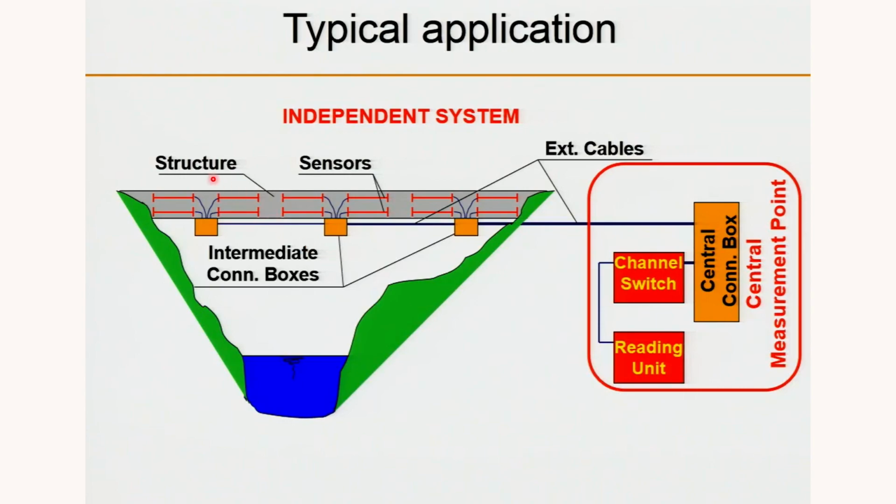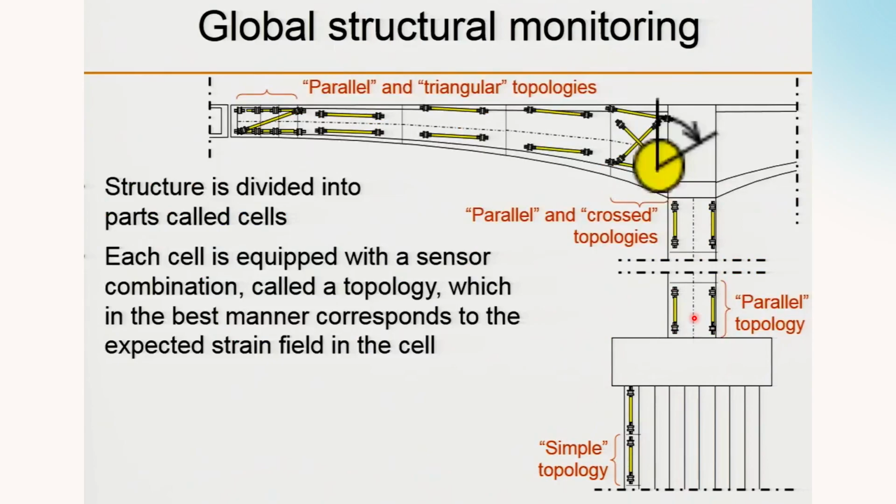We have a structure, and then we have sensors that can monitor the structure. Then we have a central connection box with a channel switch, then the reading unit. All of them will be inside the central measurement point. This is global structural monitoring.